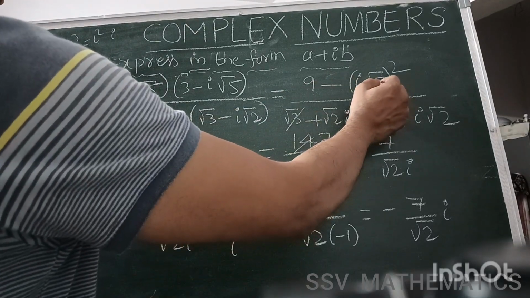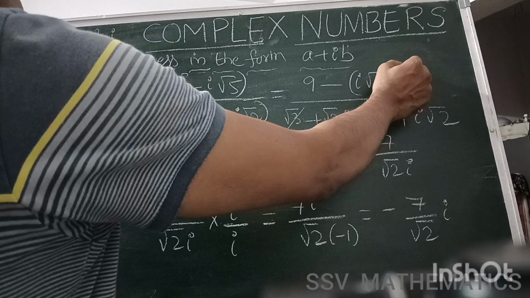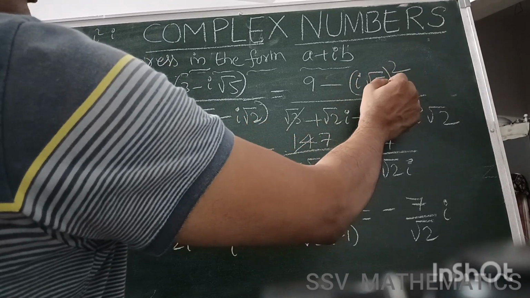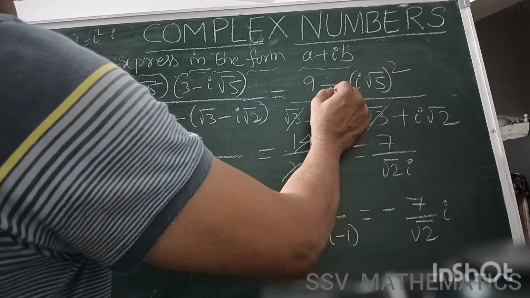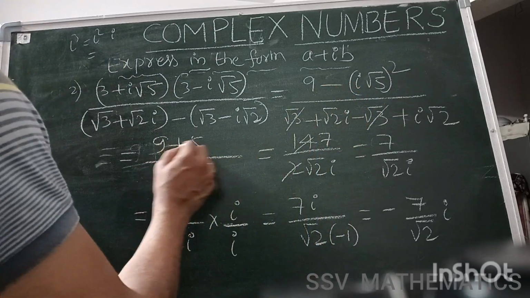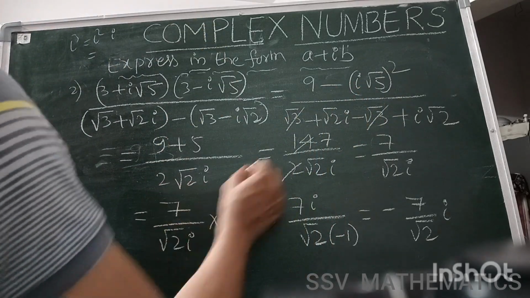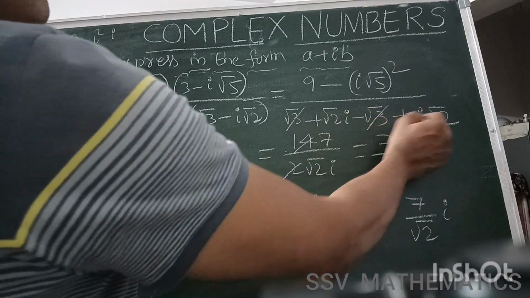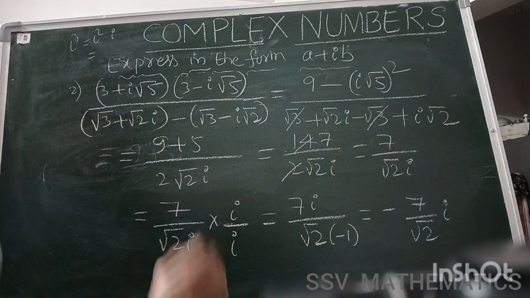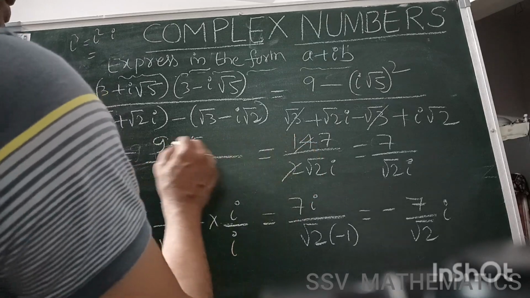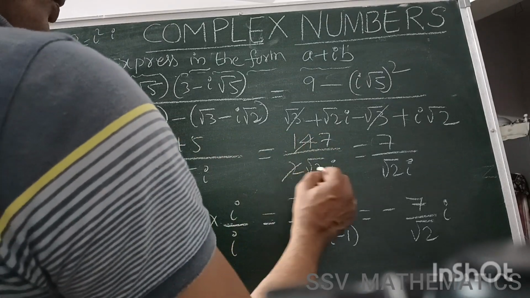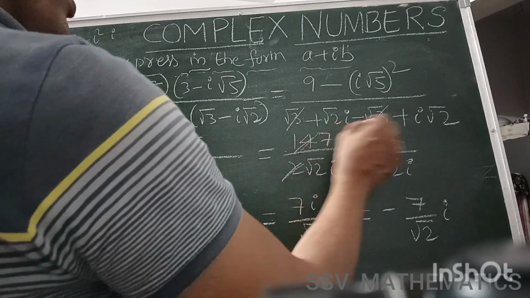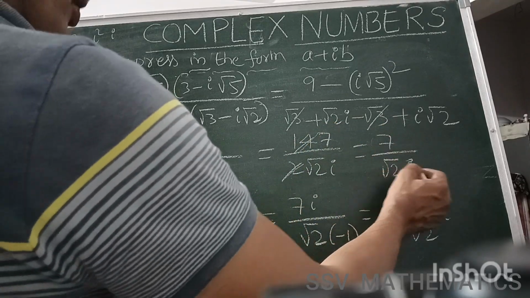In the numerator it is 9. Here root 5 whole square is 5 into i square, which is minus 1, so minus 5, and minus into minus gives plus 5. So 9 plus 5, divided by, here root 3 minus root 3 gets cancelled, root 2i plus root 2i is 2 root 2i. So 9 plus 5 is 14 by 2 root 2i. Dividing, 2 ones are 2, 2 sevens are 14. So this is 7 by root 2i.